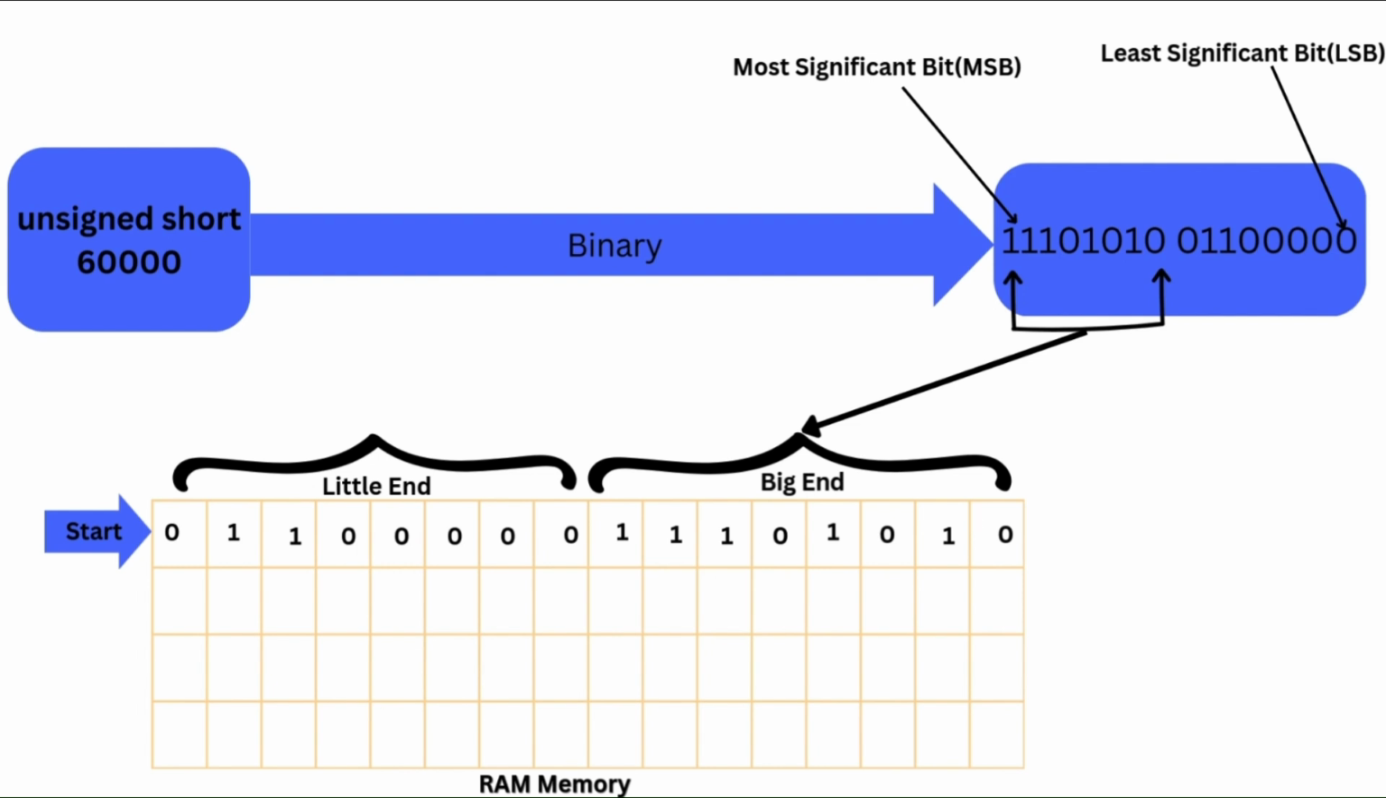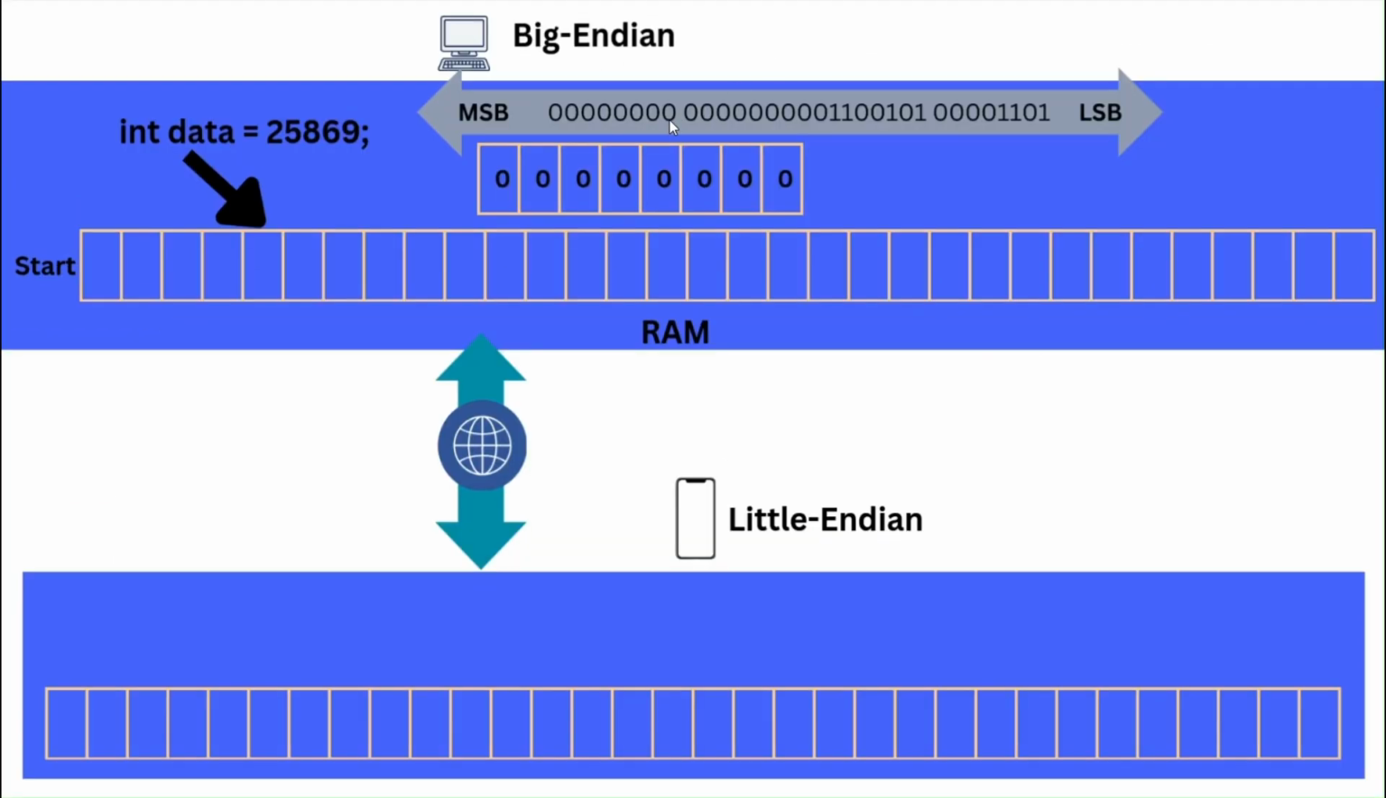That's why this is called a little endian system. Okay, we discussed what is a little endian system and what is a big endian system. Now let's see what the problems are because of this different endianness.